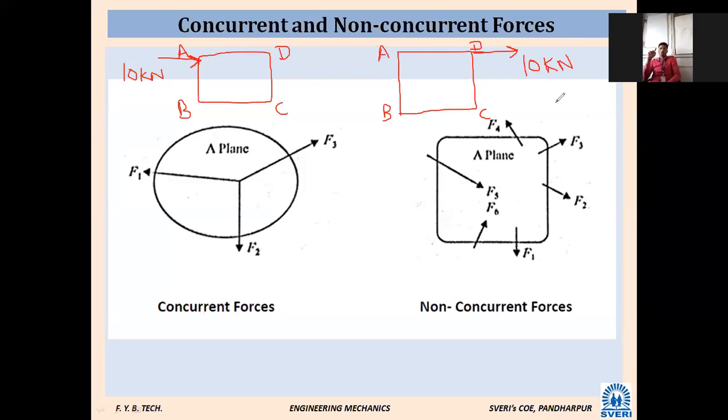There is a block and we are observing it from the front, ABCD. At point A, a 10 kilonewton force towards the right-hand side is applied. On the other hand, there is the same block ABCD and at corner D, again a force of 10 kilonewton is applied towards the right-hand side. Now, remember these two conditions and tell me whether both cases are the same or different. Do you feel that the forces will have the same effect in both cases or a different effect?